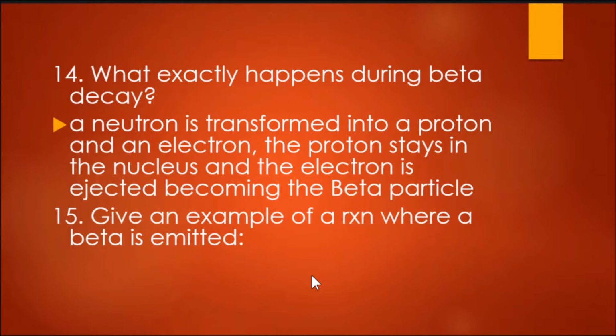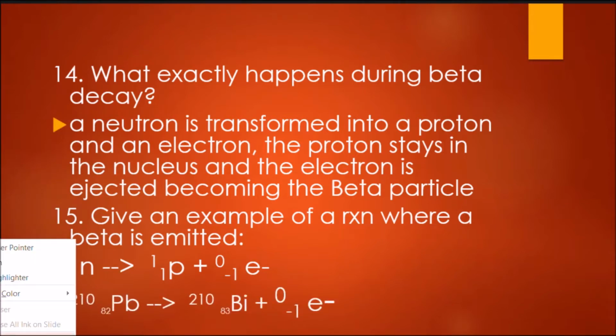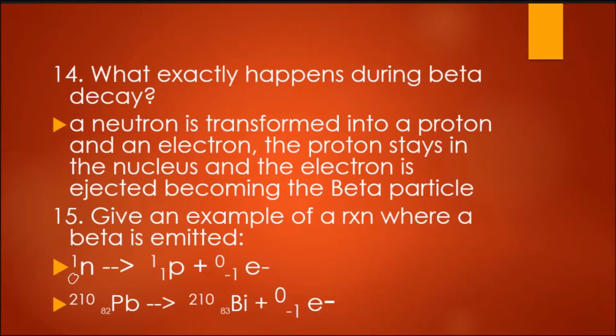So I like to think of this as that neutron is the original egg. And then it becomes a proton, which is Arnold, and then the leftover is the beta particle. Okay? So one neutron, zero, yields one proton and zero, -1 electron.